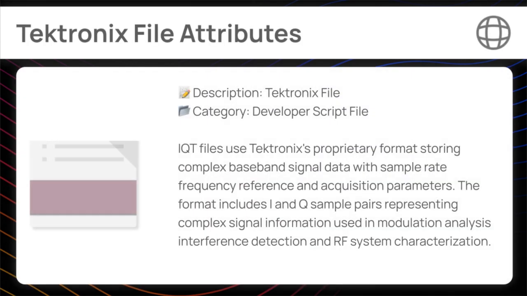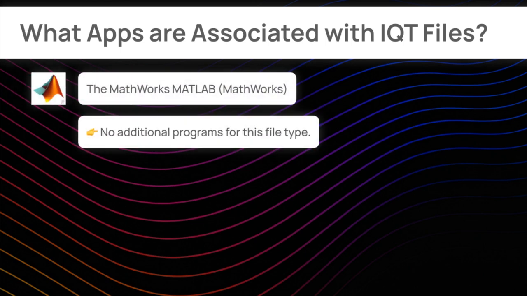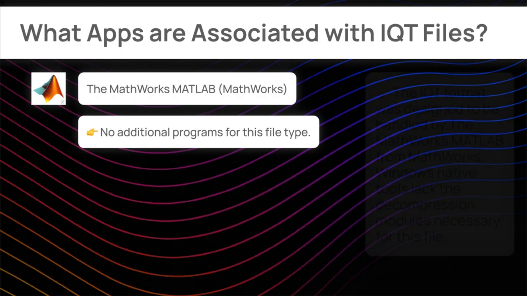IQT files use Tektronix's proprietary format, storing complex baseband signal data with sample rate, frequency reference, and acquisition parameters. The format includes I and Q sample pairs, representing complex signal information used in modulation analysis, interference detection, and RF system characterization. For full accurate reading of IQT data, rely on MATLAB by MathWorks.